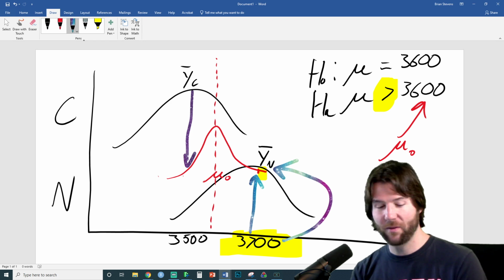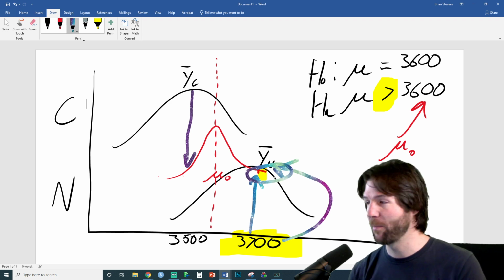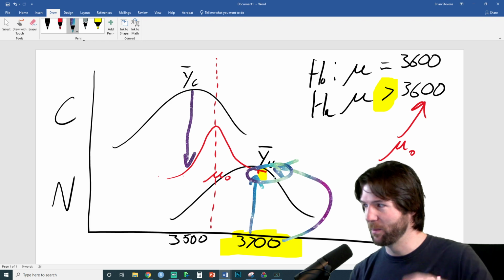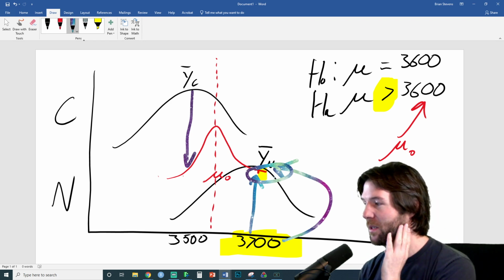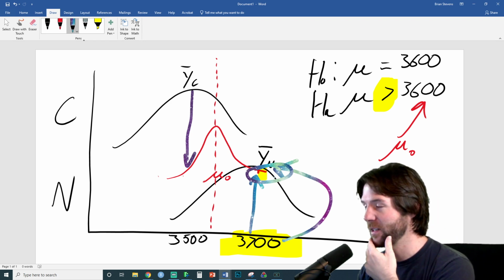And so look at the p-value right here. Is that probable or not probable? Is observing 3700 probable given 3600? This one is small, exactly. So this one is not likely. Something as extreme or more extreme than 3600 is not likely.